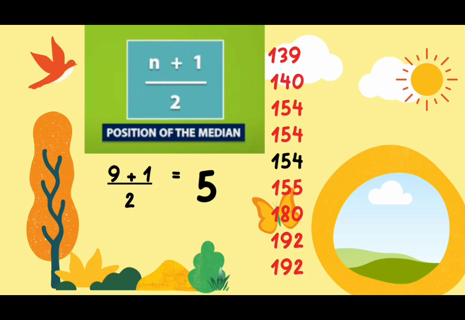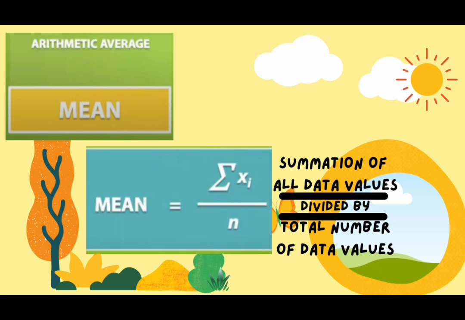Now, how will we calculate the mean? As we said, we add up all the numbers and divide by the size of the data set, and then we get the mean, or the average of the numbers. This is the formula for the arithmetic average, or the mean. Mean is equal to the summation of all the data values divided by the total number of data values.